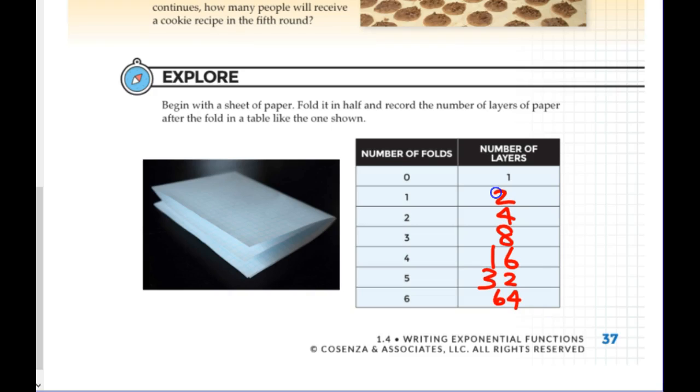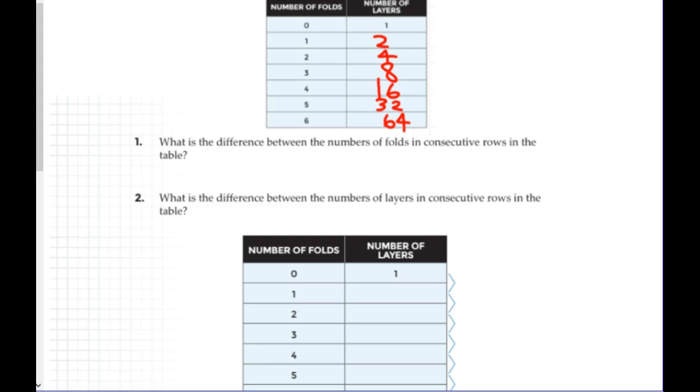Okay, so you can go to the next, flip the page over. Not over, but flip to the next page. Now, I put this at the top from the front, okay? And now it's asking us, what's the difference between the number of folds in consecutive rows in the table, okay? So the difference in the number of folds each time is 1, right? Right, and no one's on our phone.